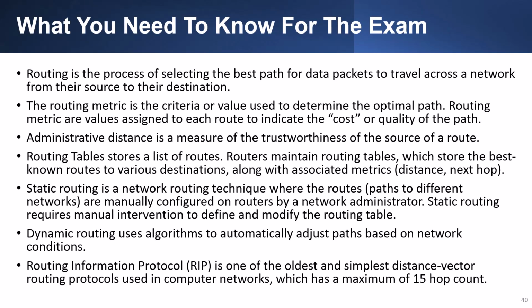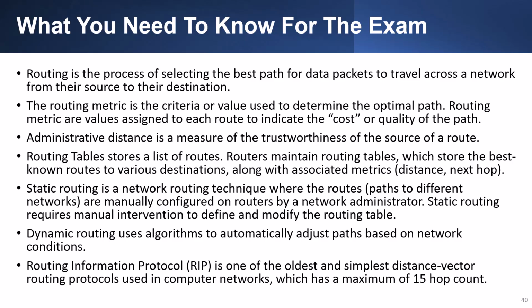In summary, routing is the process of selecting the best path for data packets to travel across the network from their source to their destination. The routing metric is the criteria or value used to determine the optimum path. Routing metrics are values assigned to each route to indicate the cost or quality of the path. Administrative distance is a measure of the trustworthiness of the source of a route. Routing table stores a list of routes. Routers maintain routing tables which store the best known routes to various destinations along with associated metrics such as distance or next hop.